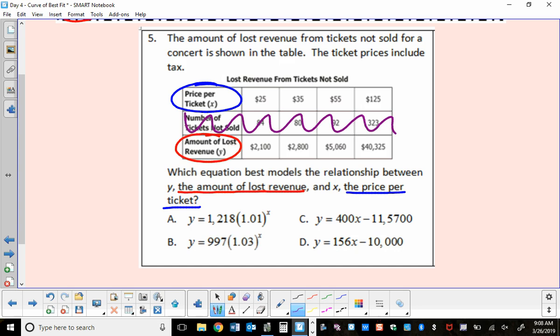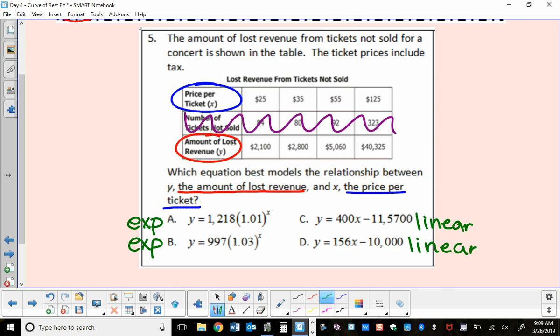All right, so part of your tip says to look at your answer choices, determine which regression it is, and then only check those functions. Well, look at A. What type of problem is this with the x and the exponent? This is going to be exponential. What about B? Exponential. What about C? X to the first power. This is linear. And same with D. It is also linear.